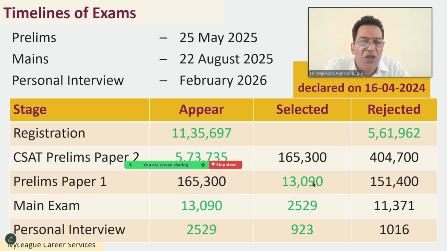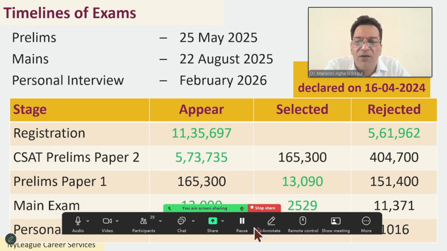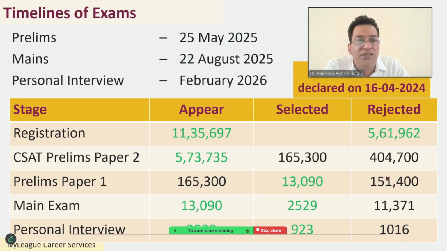At the same time, all of these students made the mistake of not planning their preparation in a balanced manner. As a result, in case of CSAT paper 2, they got rejected. Now, this is a troublesome situation. Also, there's a clear 70% rejection rate as far as CSAT paper 2 is concerned.